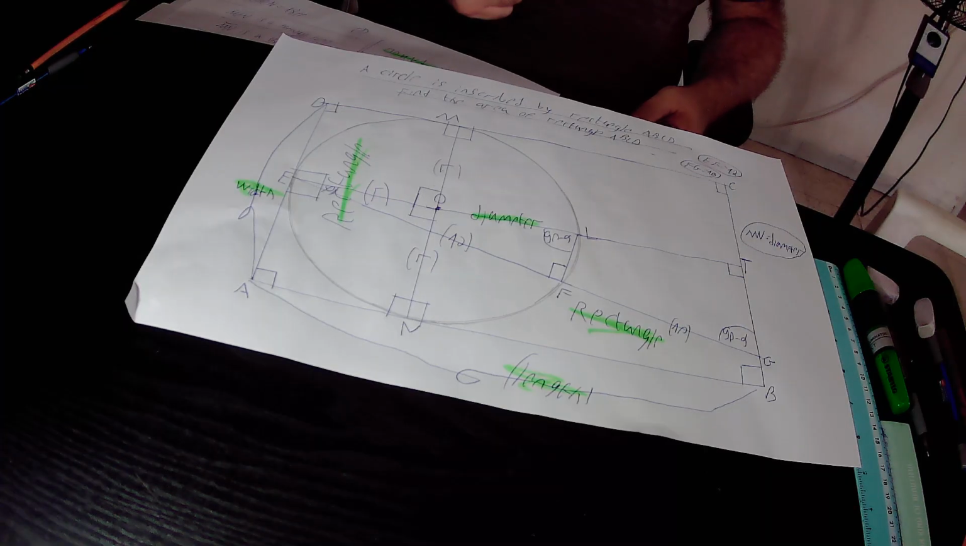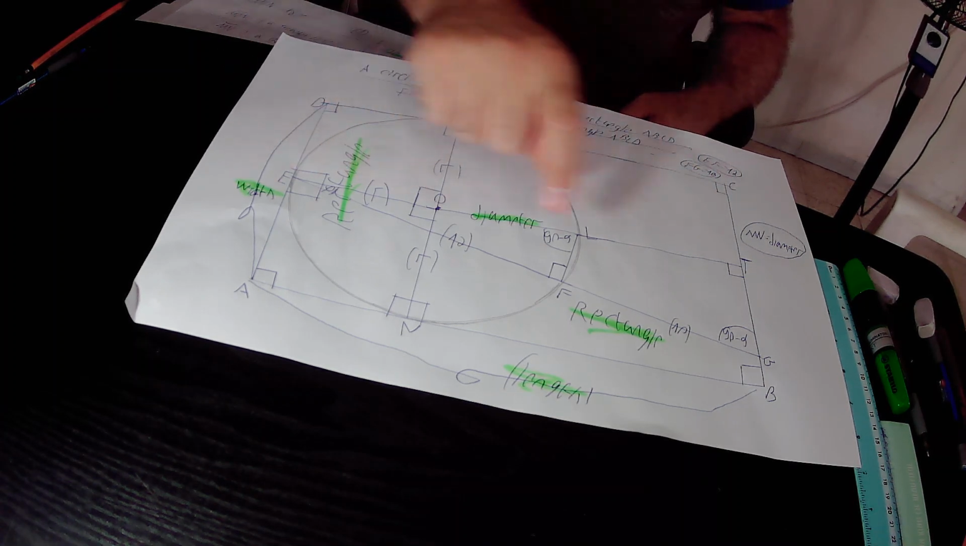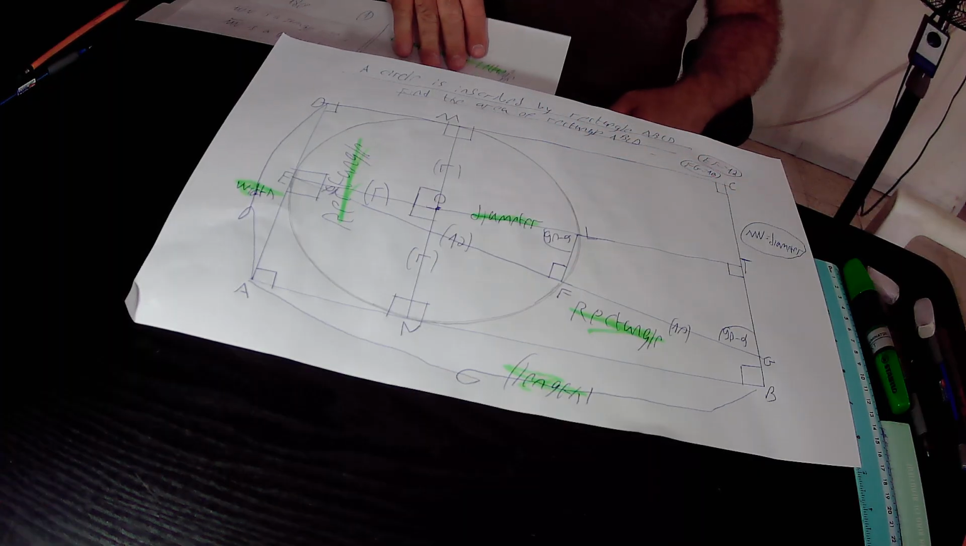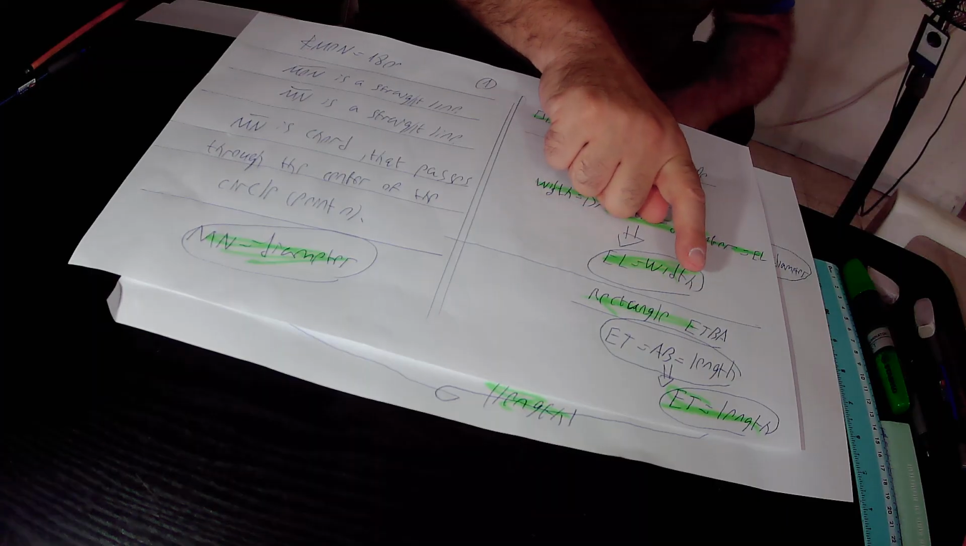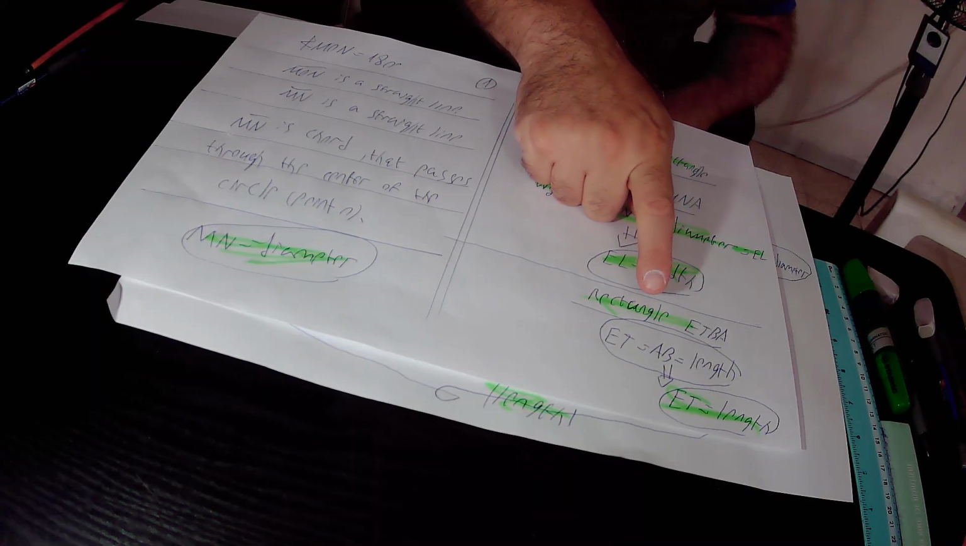But we also know that the opposite sides of a rectangle are equal to each other. So in the big rectangle ETBA, side ET must be equal to the opposite side AB. Repeat again. In the big rectangle ETBA, side ET must be equal to the opposite side AB.